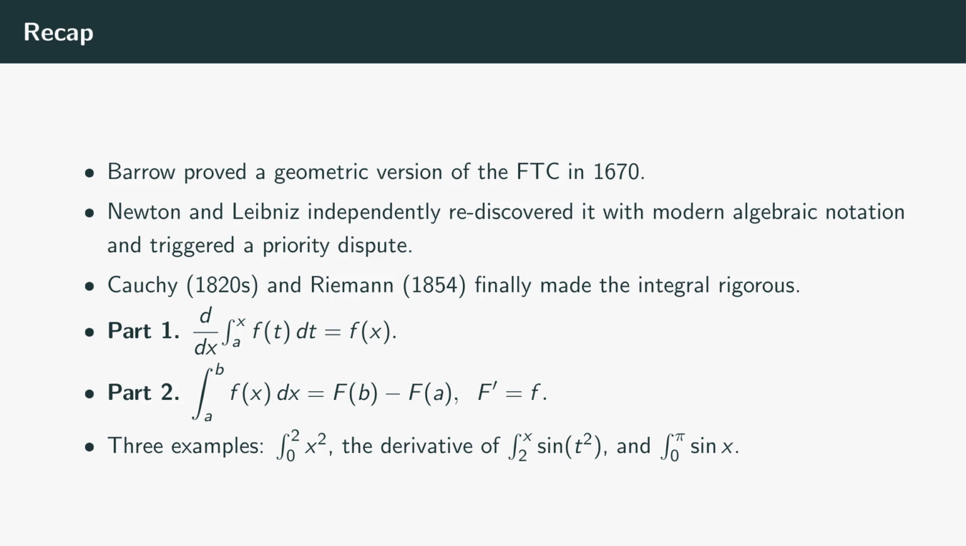Part 1, the derivative of the accumulation function from a to x is the original function. Part 2, any antiderivative lets you compute a definite integral by one subtraction. 4 examples. A polynomial integral done by power rule. A derivative of an integral whose integrand has no elementary antiderivative. The area under one bump of sine equal to 2. And the area under 1 over x from 1 to e equal to 1, which is a perfectly good definition of the number e. Next video, we get to the technique that squeezes the most mileage out of part 2, integration by substitution. See you there.